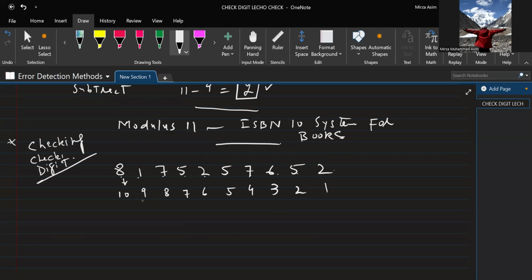So the process is the same as we did earlier. 8 multiplied by 10 is 80. 1 multiplied by 9 is 9. 7 multiplied by 8 is 56. Then 5 sevens are 35. 6 twos are 12. 5 fives are 25. 7 fours are 28. 6 threes are 18. 5 twos are 10. And 2 ones are 2. Right?